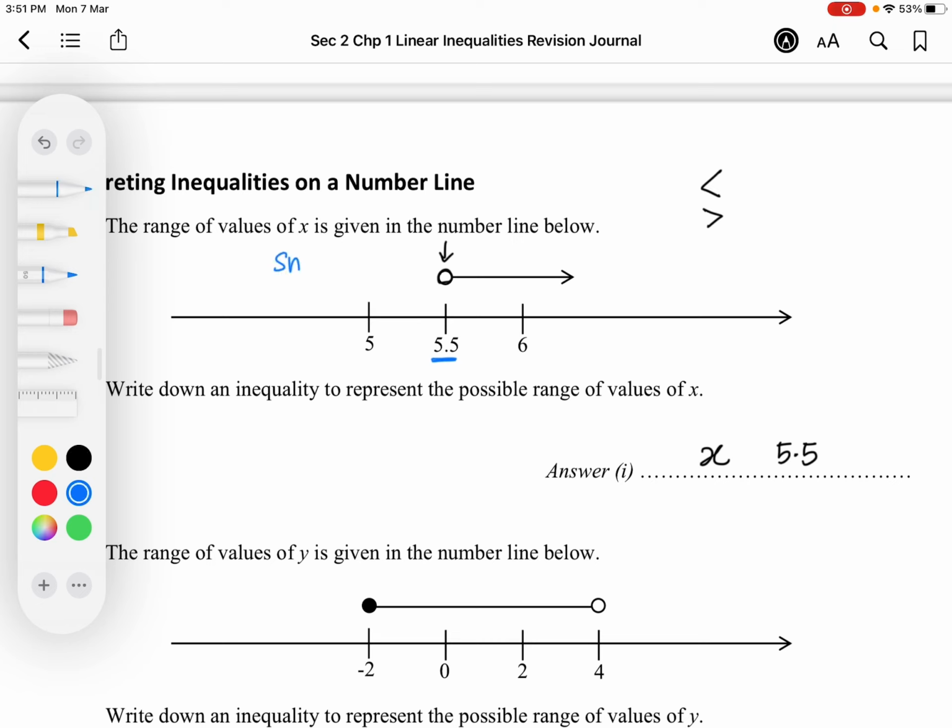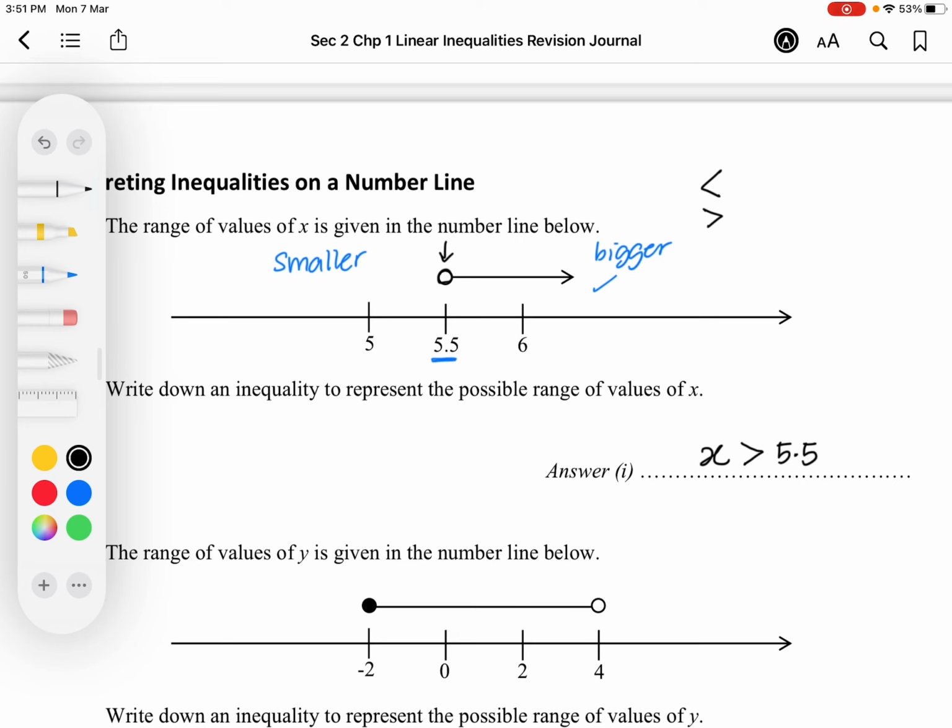All the numbers here are smaller, all the numbers here are bigger. So in this case, I want this range. So x must be bigger than 5.5. If it's bigger than, that means the crocodile mouth is facing the x, eating a larger piece. X is larger than 5.5.